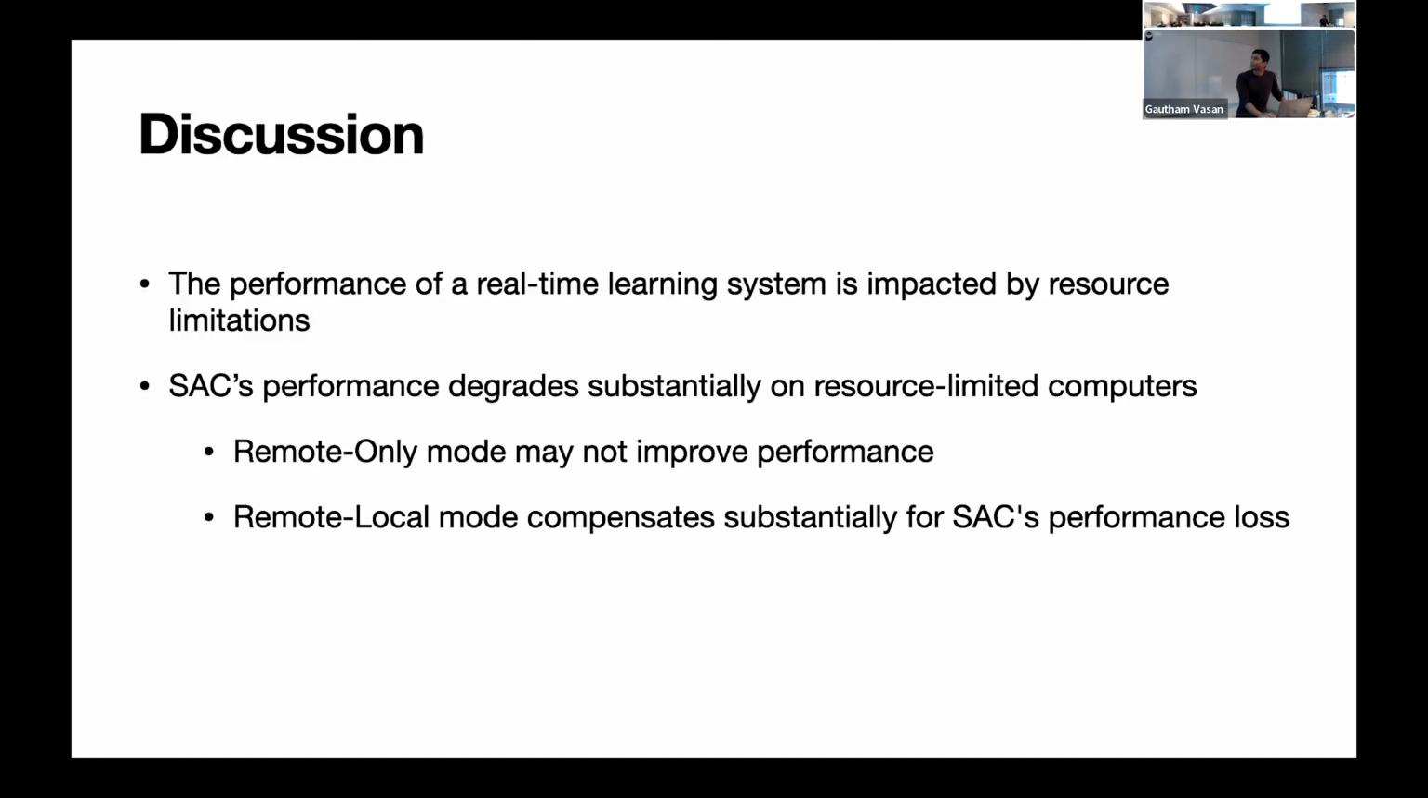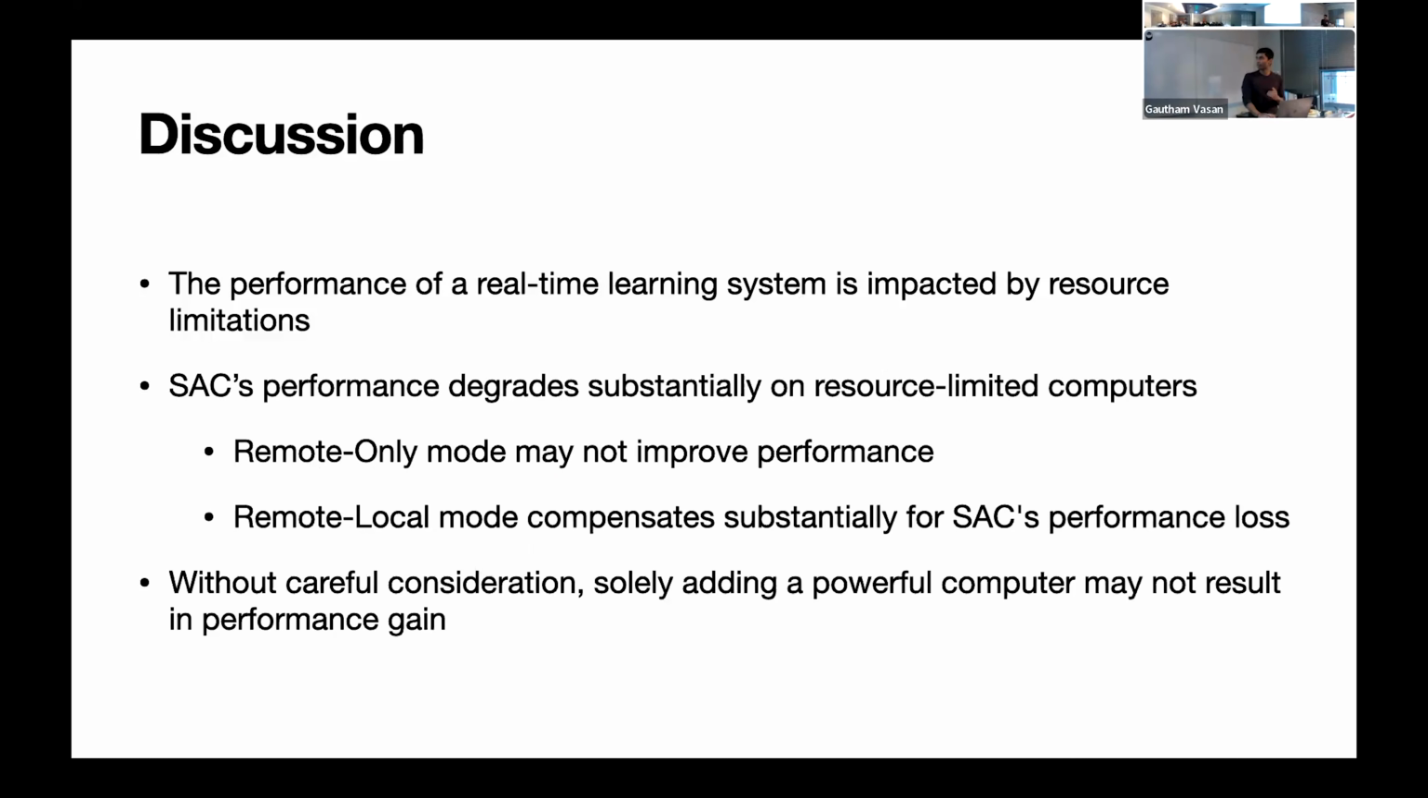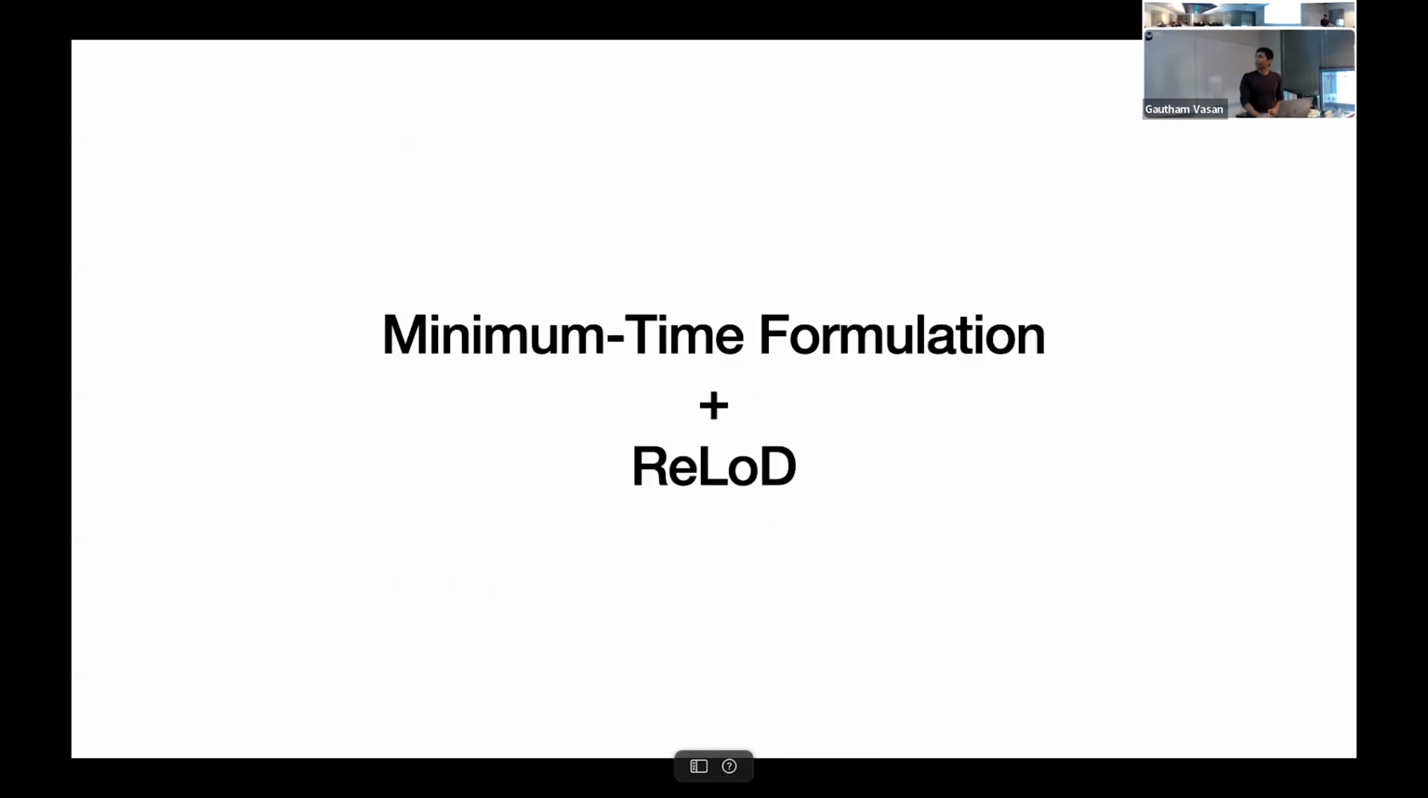Yeah. And so the discussion, I'm just going to quickly go through this. The performance of a real-time learning system is impacted by resource limitations. So we see here that the remote-only mode may actually never improve the performance, and the remote-local mode can compensate substantially for your performance loss. This also makes an important point: you have to carefully consider how to distribute these processes. Just adding a powerful computer is not going to solve the problems. The computations have to be ordered in a specific way.